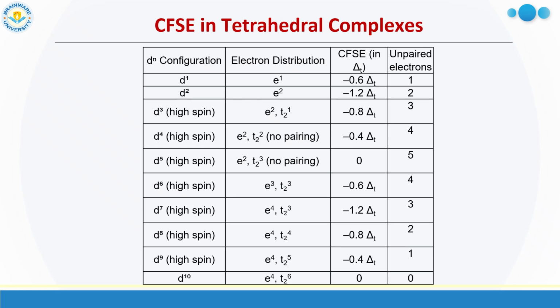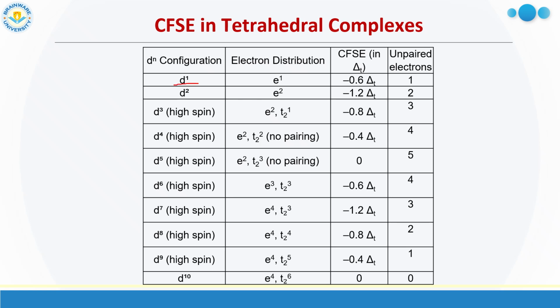Tetrahedral complexes are always high spin complexes. There are no low spin tetrahedral complexes formed. Now if we come to calculate CFSE, again we can calculate here. Now let's consider the d1 case.